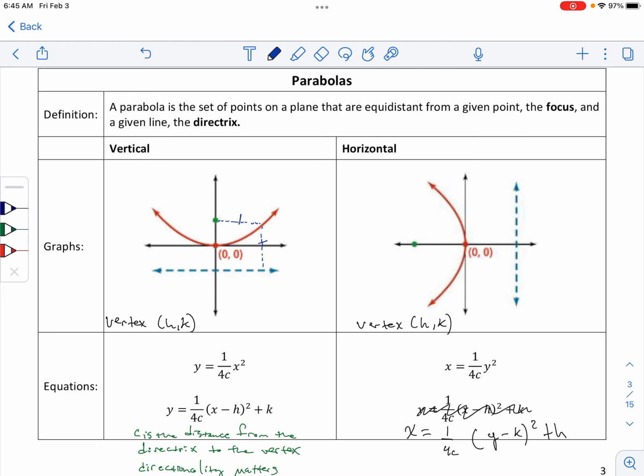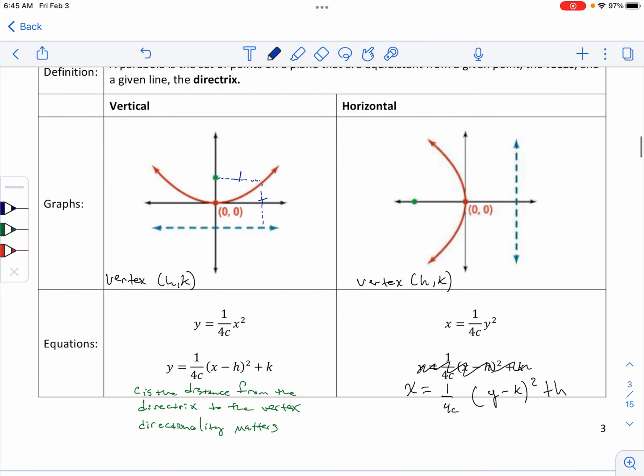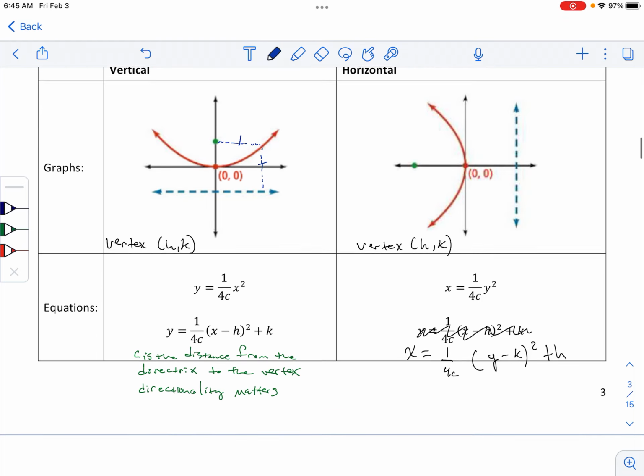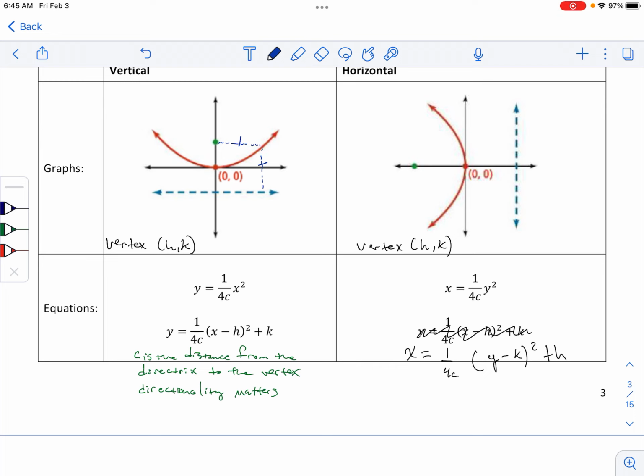Now, just like when we studied them before, our vertex is still going to be at (h, k). Now, your equation, when you have y equals, so you're opening up or down, is y equals 1 over 4c times (x minus h) squared plus k. And when you're opening left or right, it's x equals 1 over 4c times (y minus k) squared plus h. Sorry, that one got a little mixed up, so I scribbled that out for you.